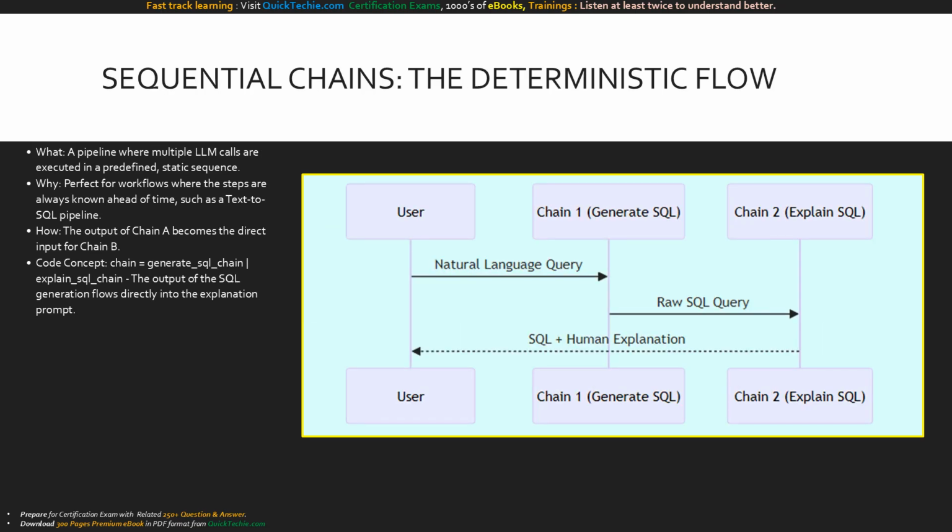Let's dive into sequential chains. This is the next level up from a single call. A sequential chain is a deterministic workflow, meaning the steps are fixed and known ahead of time. Think of it like a factory assembly line.